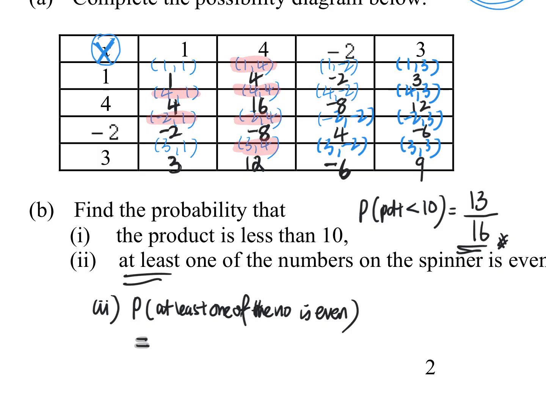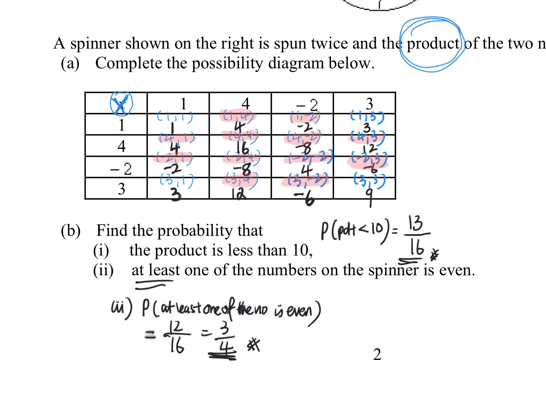Okay. This one. In fact, the whole column, all got even numbers. Some more? 12 and negative 6. If you look carefully, at least one is even, we will take. Both even, we also take. So total how many? 1, 2, 3, 4, 5, 6, 7, 8, 9, 10, 11, 12. 12 out of 16. Don't give me this as your final answer. Simplify as 3/4. Okay, easy?